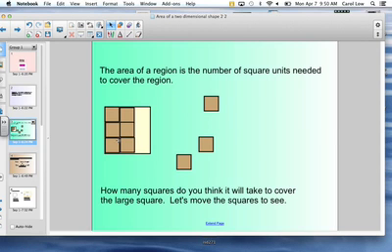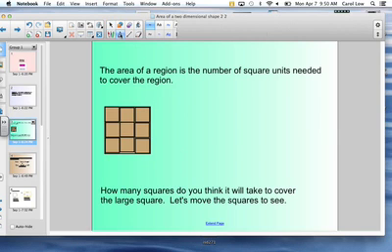And the area is the inside of the square. So if you look at it, we have 1, 2, 3, 4, 5, 6, 7, 8, 9. 9 squares to cover it. And if we write it, I could do it like this. There are 3 squares here and 3 here, and so the base is 3 and the height is 3, so 3 times 3 is 9 squares to cover it.